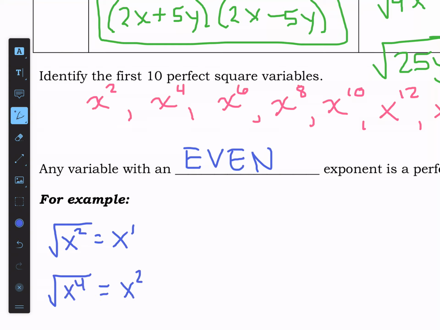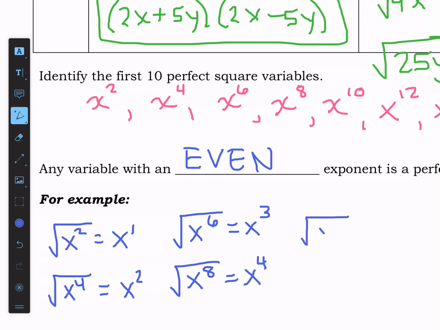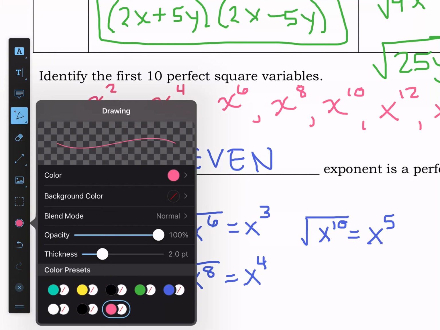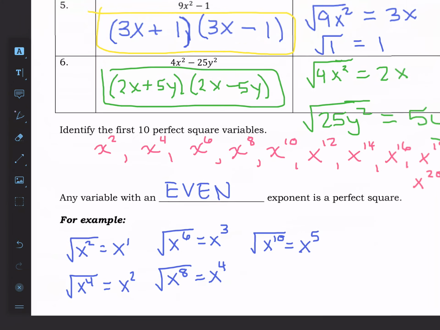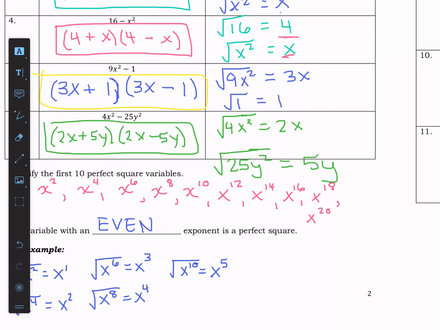So now down here, if I were to take the square root, now we already did this. The square root of x squared is equal to x. And remember that's really x to the 1st. That has the invisible 1. So now if I was going to take the square root of x to the 4th, I would get x squared. If I were to take the square root of x to the 6th, I would get x cubed. If I were to take the square root of x to the 8th, I'd get x to the 4th. I am hoping that you're seeing a pattern here. So the square root of x to the 10th is x to the 5th.